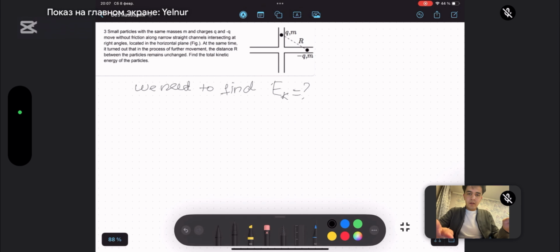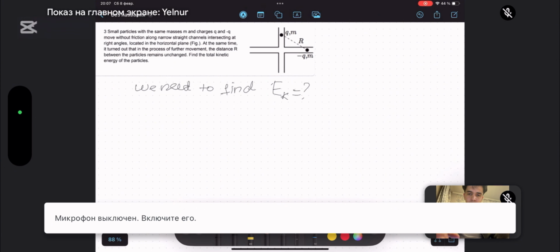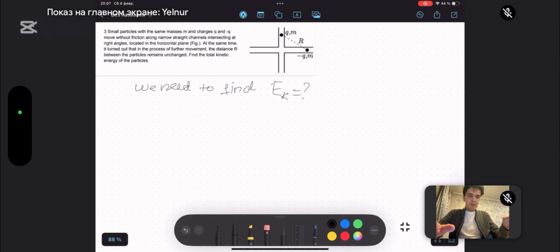Let's break this problem down step by step. The two particles are moving along straight line canals which are perpendicular to each other. This means one particle is moving along the x-axis and the other is moving along the y-axis, and their mutual electrostatic force is the only interaction affecting their motion. To understand their motion, let's analyze the forces acting on each particle.